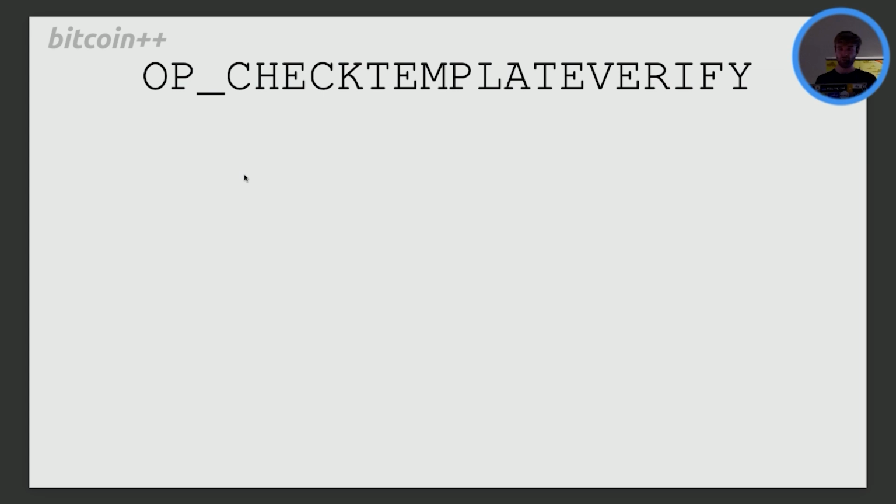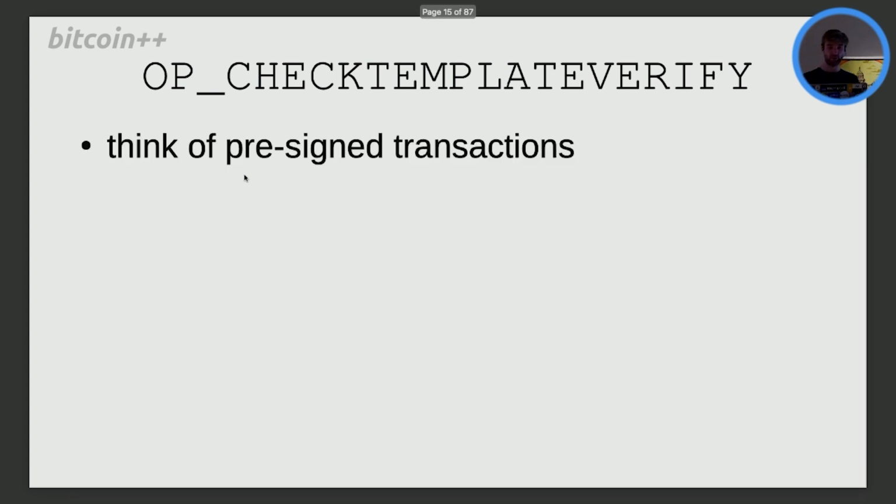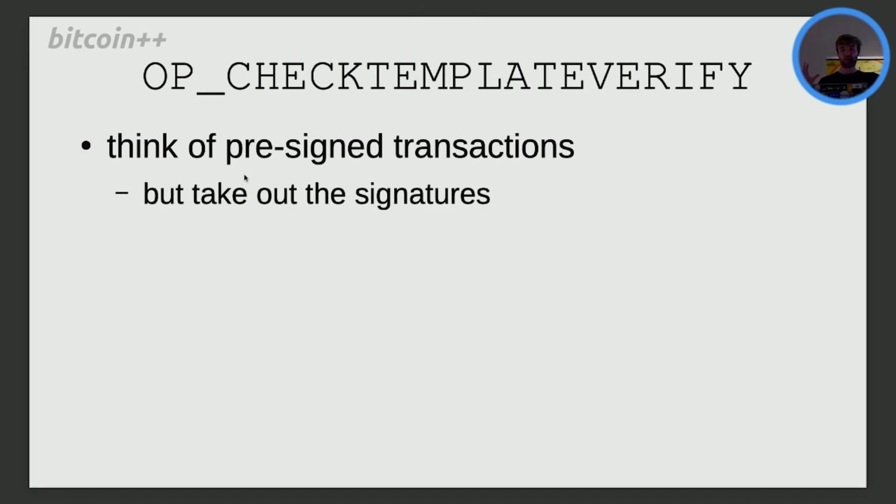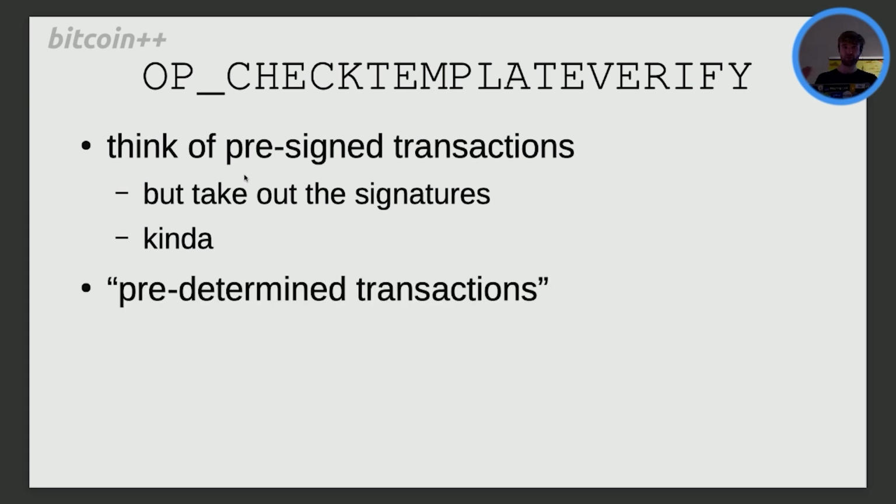Most of us know CTV, check template verify, which is kind of like a way to do pre-signed transactions, but without the signatures, right? So you basically specify an entire transaction, almost everything about the transaction, and you commit to that as if it was pre-signed, but without the signature on it. Kinda, because there's a few more things you can do with that signatures currently can't. So it's kind of this idea of predetermined transactions. So the entire transaction is fixed, and you commit to the transaction beforehand.